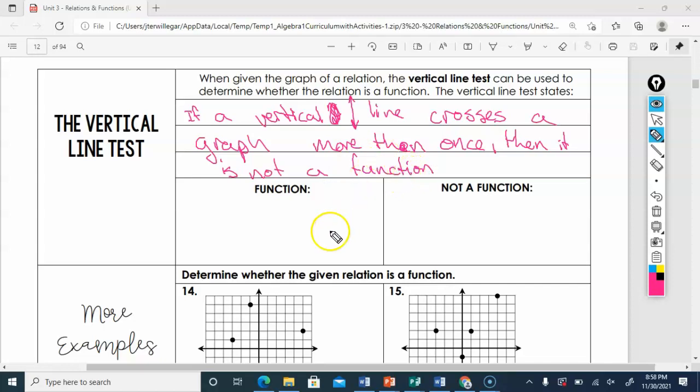All right. So for example, if I were to draw this graph right here, x, y axis, if I draw a vertical line anywhere, it only crosses it once. Hence it is a function. But now if I draw this graph, a vertical line crosses it more than once, so it's not a function. It's that easy. No math required. You can just look at it.